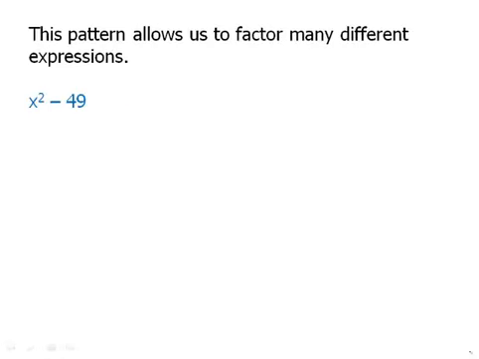This pattern allows us to factor many different expressions. So for example, starting out with x squared minus 49. Well, obviously a would be x, because when we square it we get x squared, and b would have to be 7, because when we square 7 we get 49. And so this is going to factor into a plus b times a minus b. That would be x plus 7 times x minus 7.